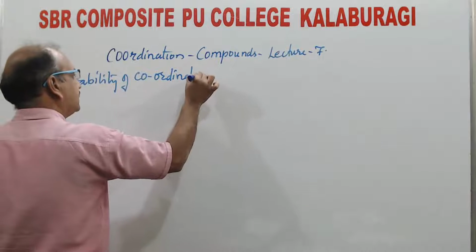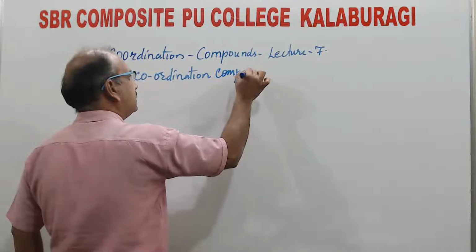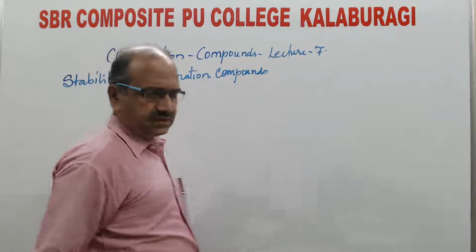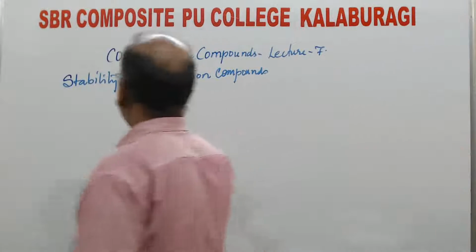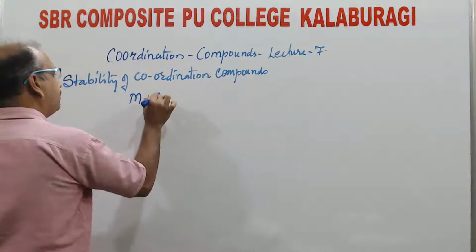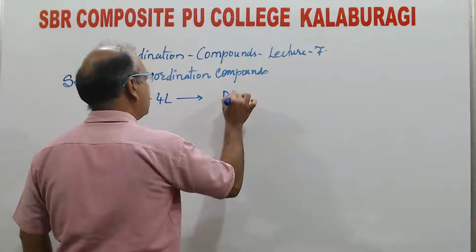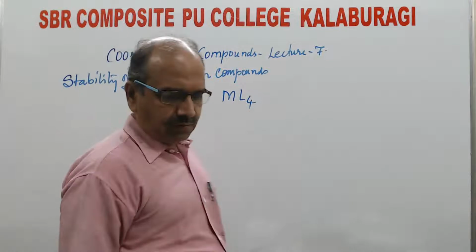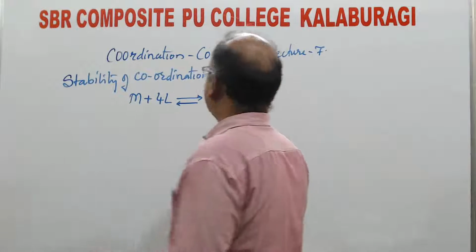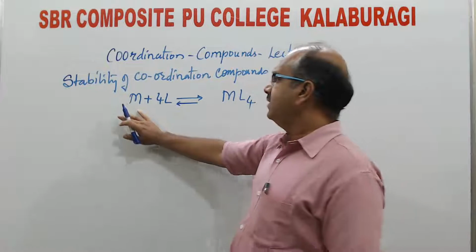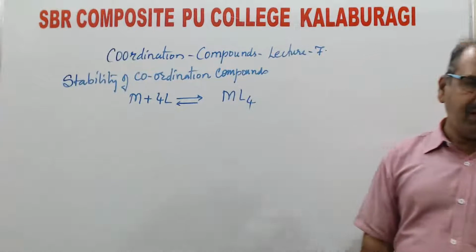To what extent are they stable, and what makes it stable? On what basis do we call it stability? Now suppose one metal ion is bonded with 4 ligands. The molecule formed is ML4. One metal atom is bonded with 4 ligands, and it is going to form ML4.